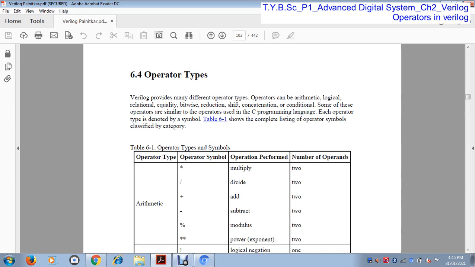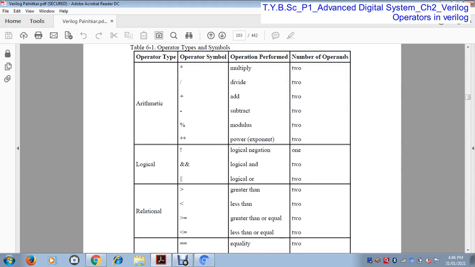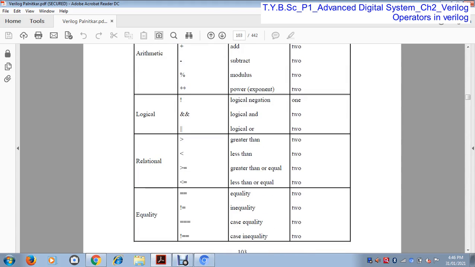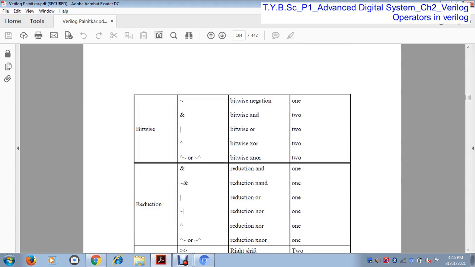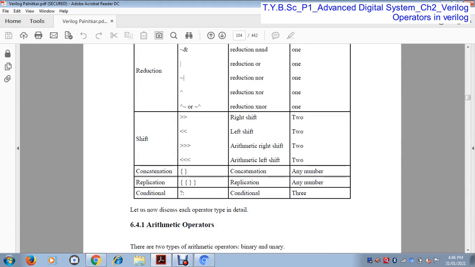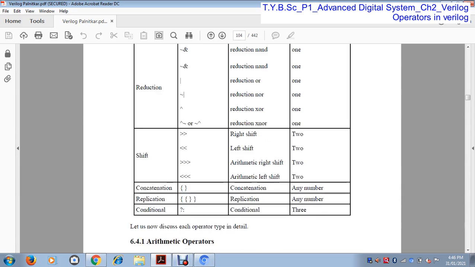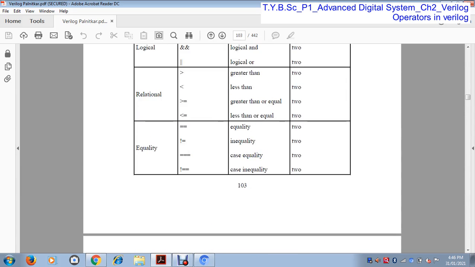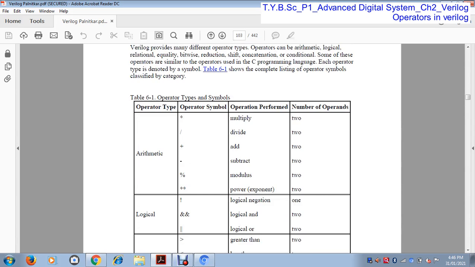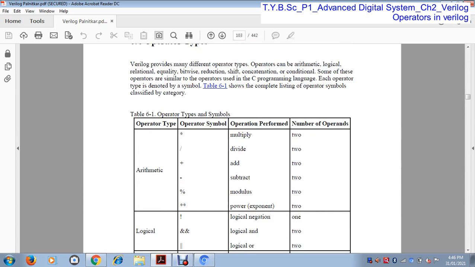In Verilog HDL there are different types of operators: arithmetic, logical, relational, equality, bitwise, reduction, shift, concatenation, replication, and conditional. These operators are present in Verilog HDL and we will use them during the programs. So an operator can be arithmetic, logical, relational, equality, bitwise, reduction, shift, concatenation, or conditional.